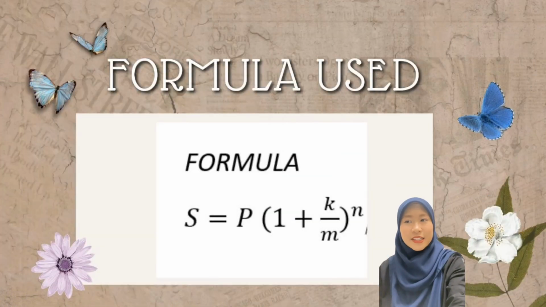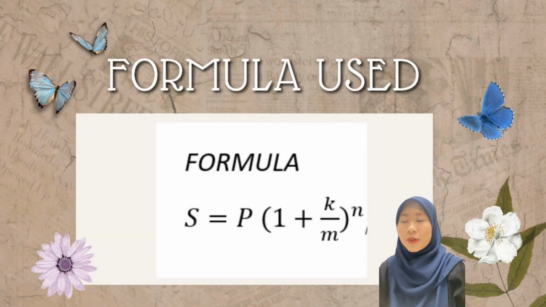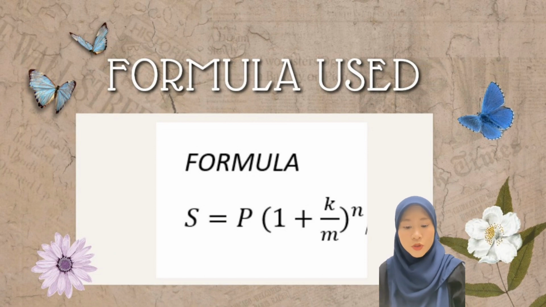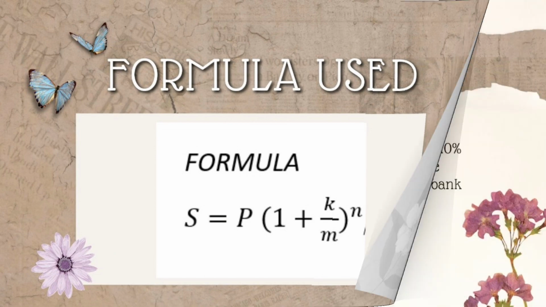So what is the formula for compound interest? The formula for compound interest is S equal to P bracket 1 plus K over M bracket N. S equal to maturity value, P for principal, and bracket 1 plus K equal to K% of interest rate compounded M times in a year, which is the nominal rate. M is the frequency of the interest compounded in a year, and N equal to the total number of times interest is calculated during the investment or loan period. So N, we need to use M times T.